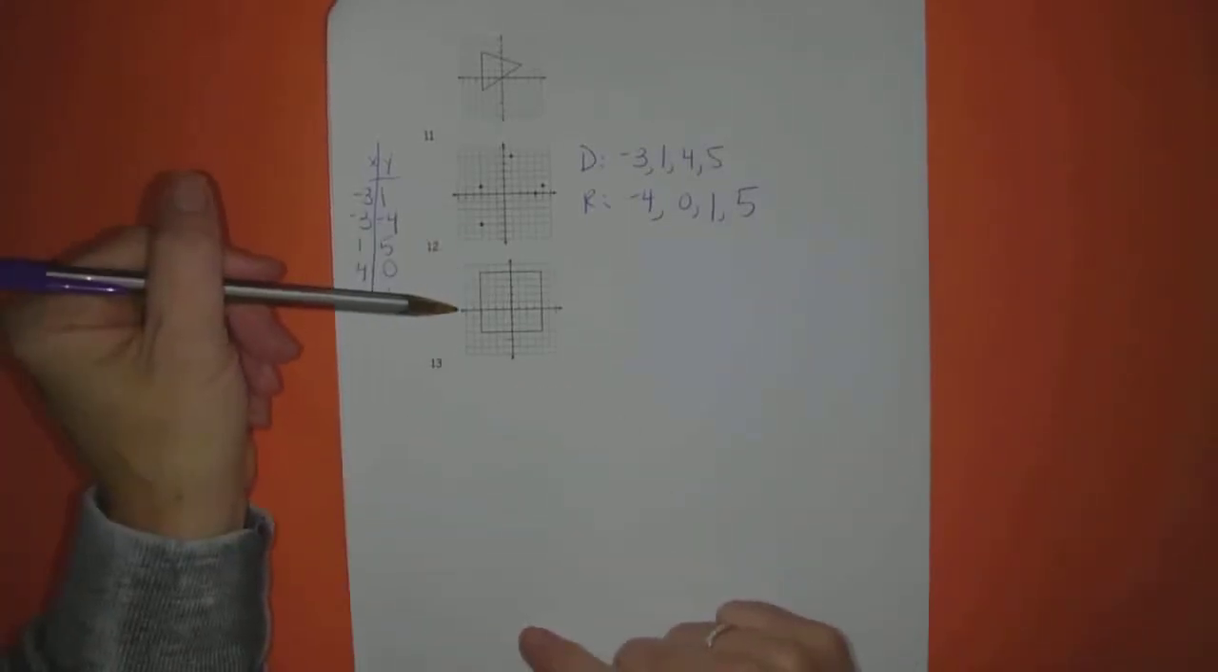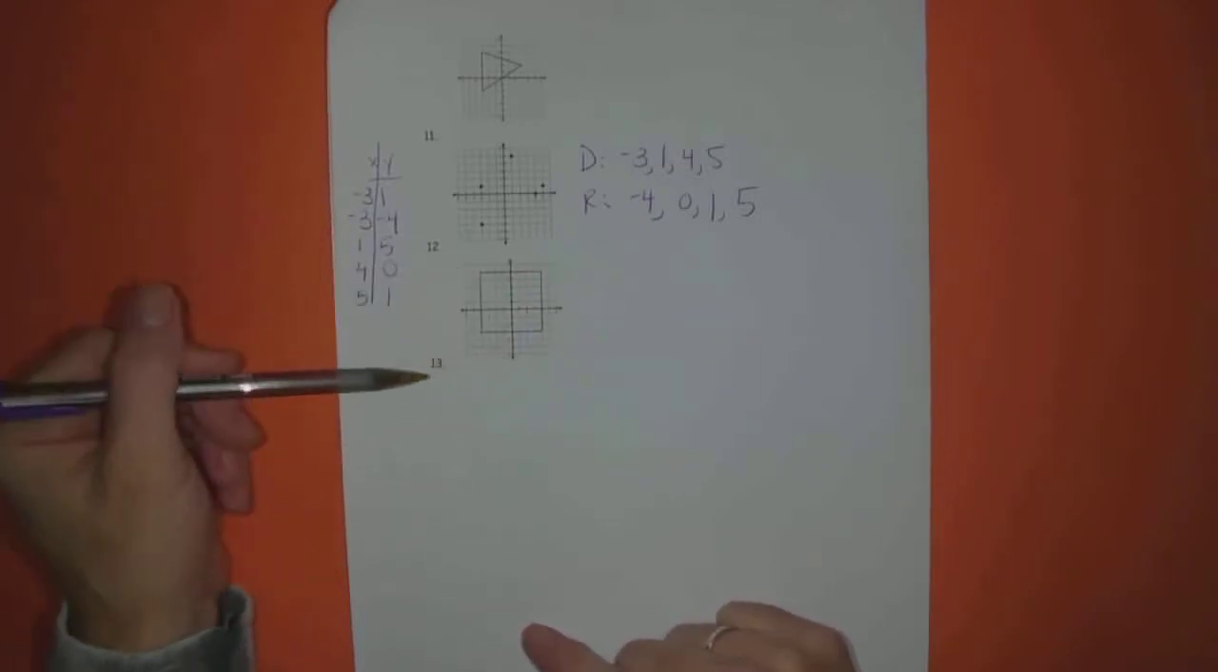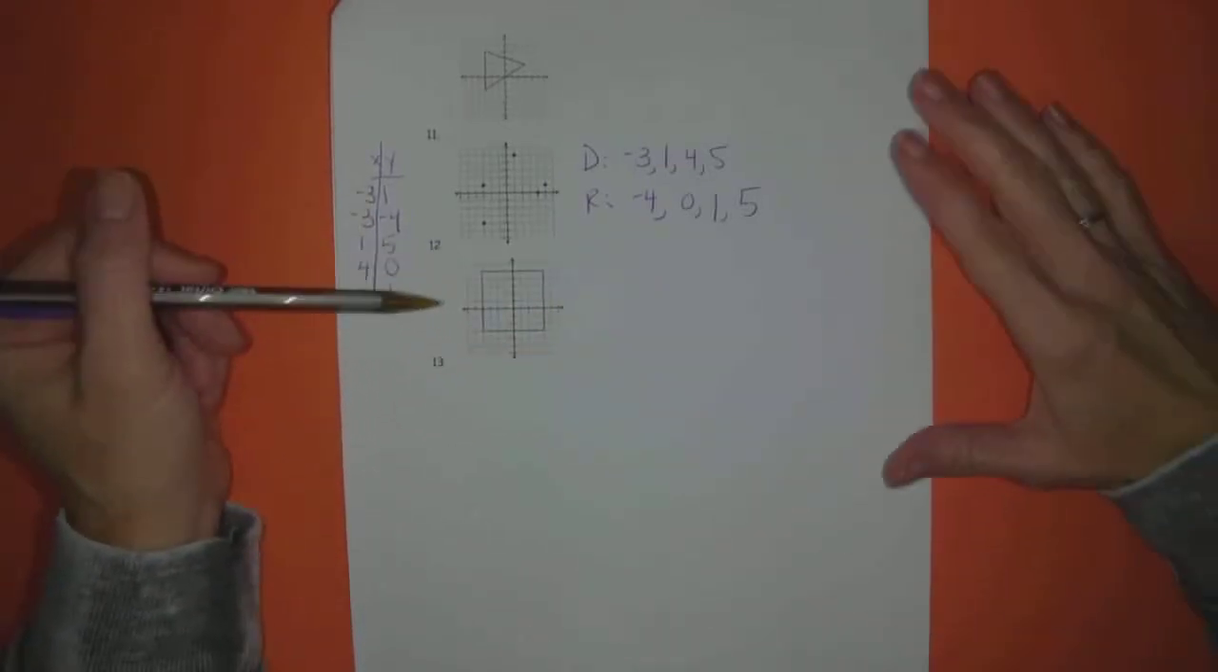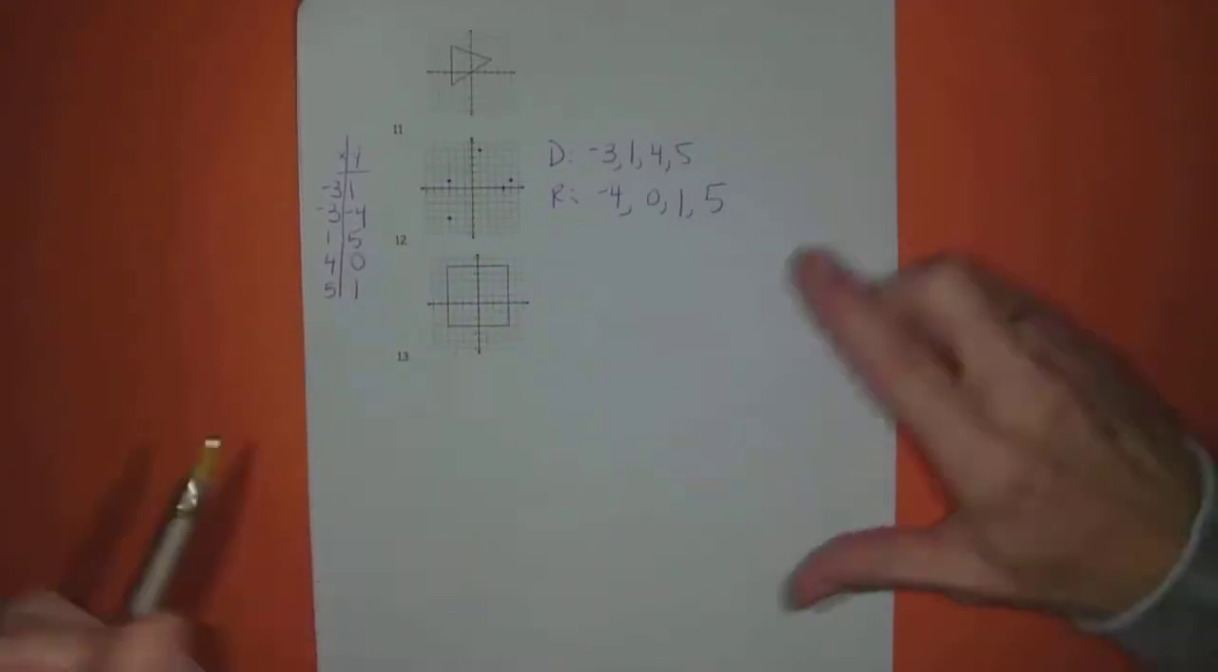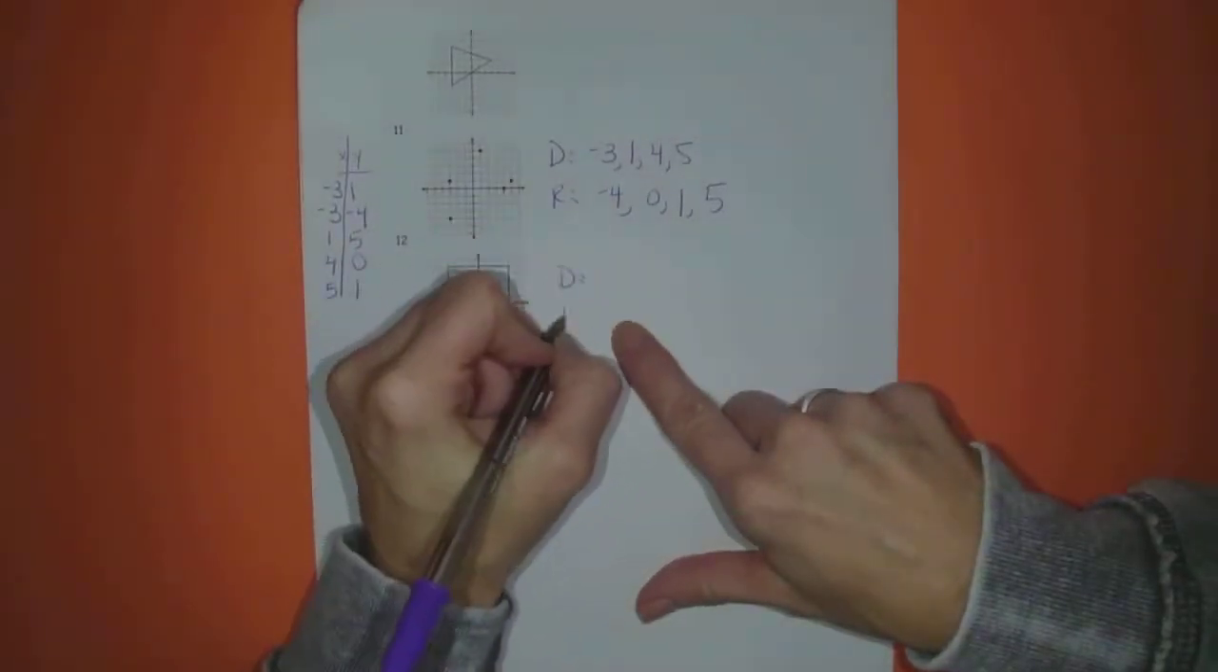Let me just go right here to number 13. I love this one because number 13 is just this little box here, and it will be very simple to demonstrate how you do domain and range on a shape like this. So let's set it up, domain and range.